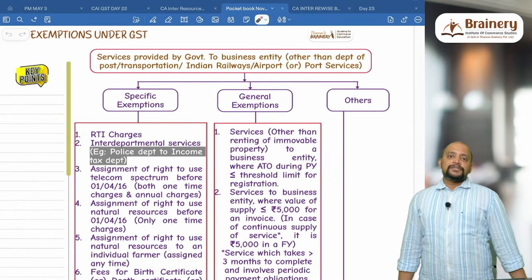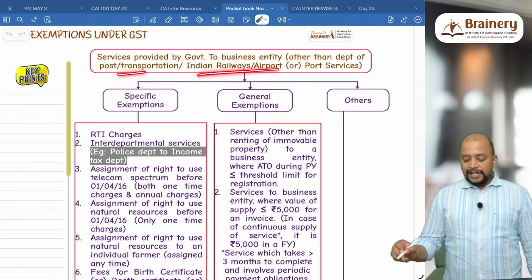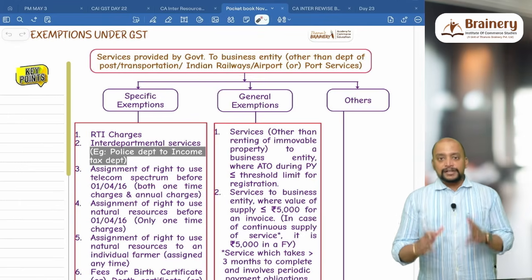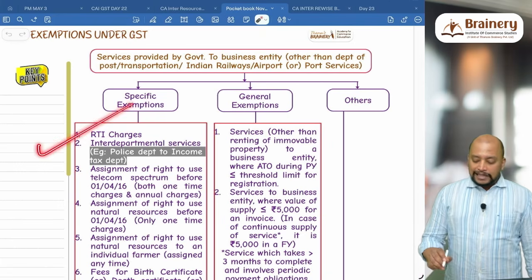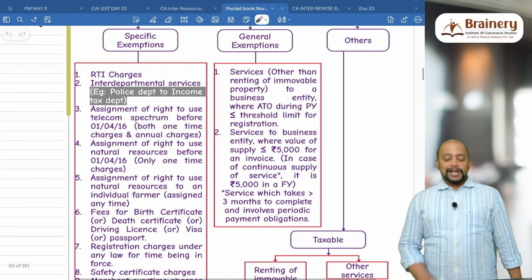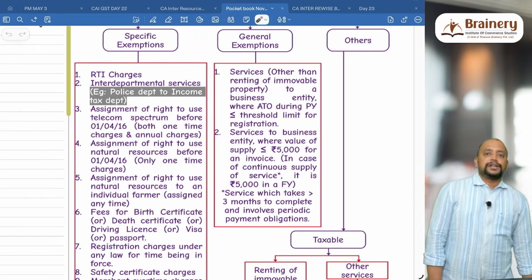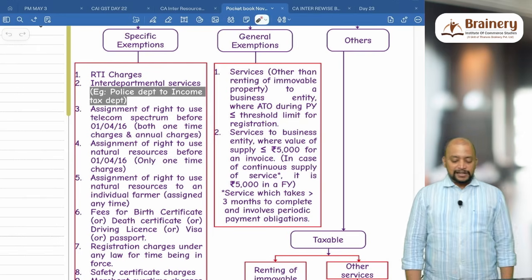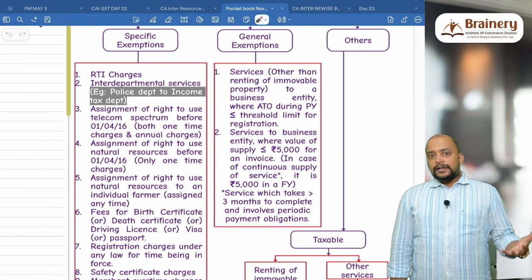Services provided by government to business entities other than Department of Post, Transportation, Indian Railways, airport or port services. Specific exemptions, we have 14 specific exemptions. Number 1, RTI charges, Right to Information Act charges. Interdepartmental service, that is one department of central government or state government to another department of the central government or state government. Then third one, assignment of right to use natural resource.